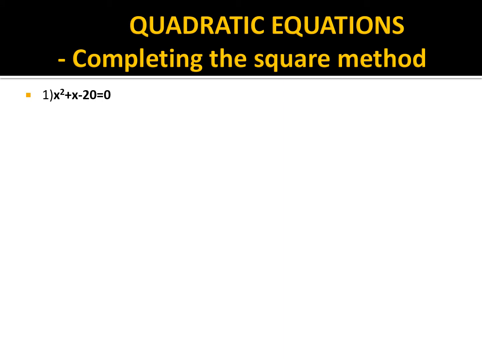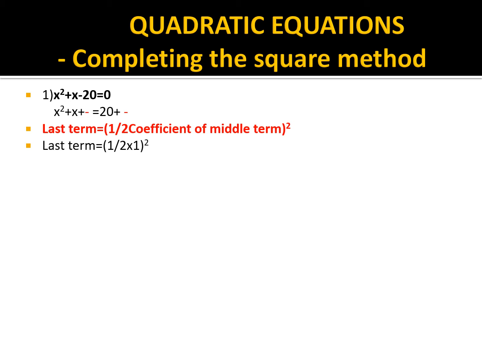Let us take the first example. x square plus x minus 20 is equal to 0. We want to find the solution set for this given equation. So we take 20 to the other side so that we can form a complete square on the left hand side. Here the middle term is 1, and therefore the last term is half the coefficient of the middle term, the whole square. That is half of 1 the whole square, which is equal to 1 upon 4. So we add 1 upon 4 to both sides, the left hand side and the right hand side.